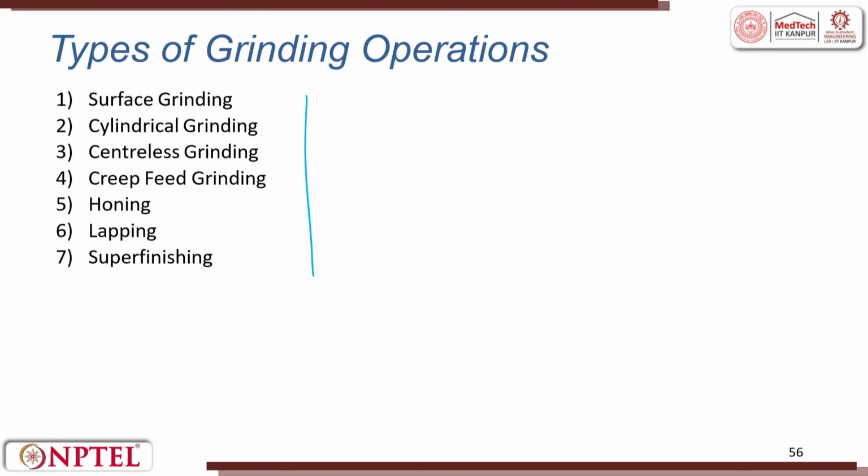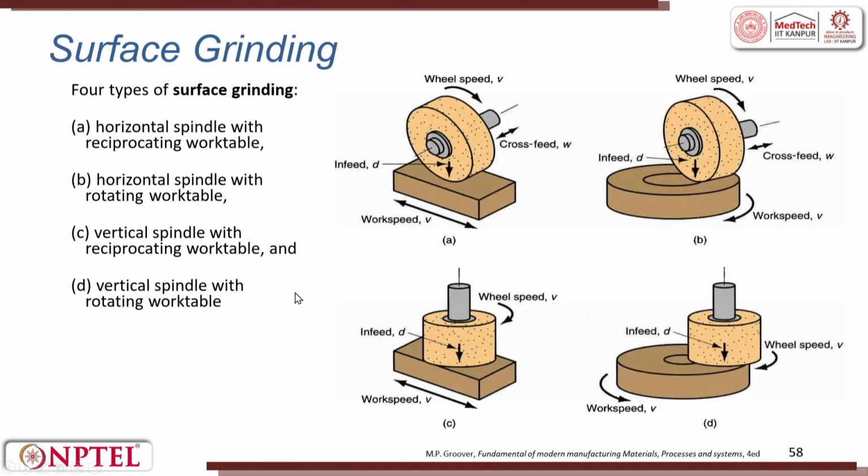We will see them like milling, where you had different types, turning, where you had different types. In the same way, grinding also has different types. Surface grinding is one of the types. You can have horizontal, you can have vertical. You can have a rotating horizontal spindle where the table can be reciprocating or the table can be rotating. These two are reciprocating, these two are rotating. You can have it horizontal, you can have it vertical. So, this is surface grinding.